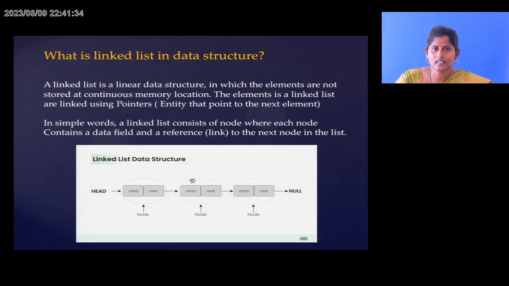A linked list is a linear data structure in which the elements are not stored in continuous memory locations. The elements in a linked list are linked using pointers. The linked list must contain nodes. The node is partitioned into the data part and the next part. The data part contains the element of that node. The next part contains the address of the next node.